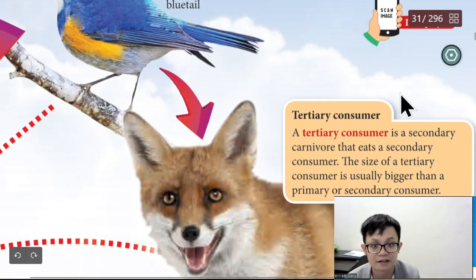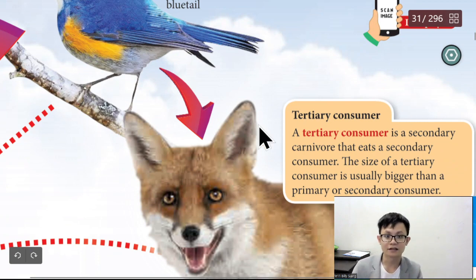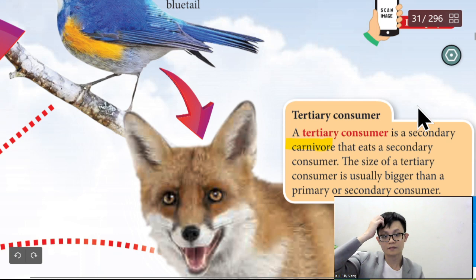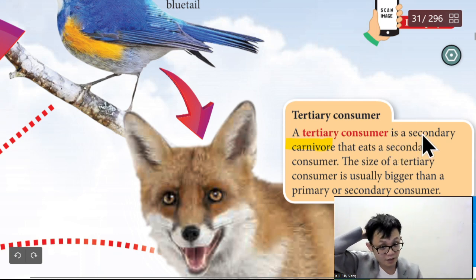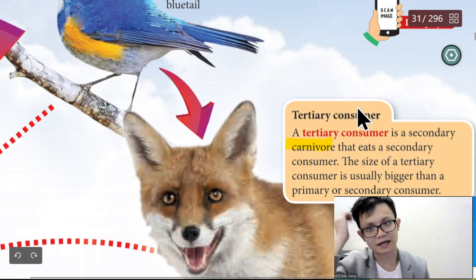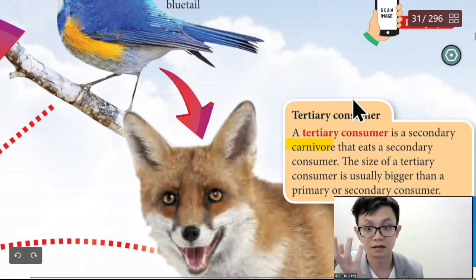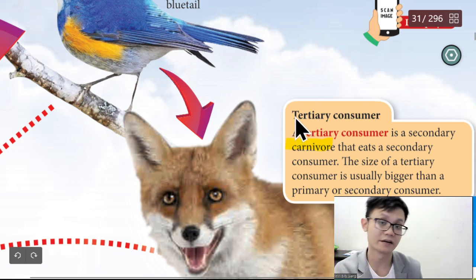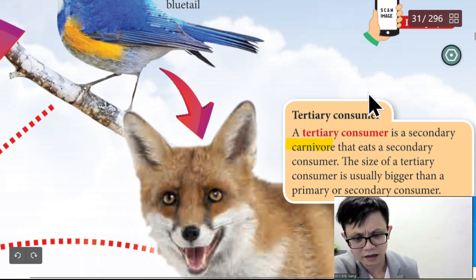Okay, and we have the third-tier consumer. Usually, the third-tier consumer is the carnivore because it eats secondary consumers like the tiger. Tiger cannot eat vegetables. Tiger only needs to eat animals, either primary or secondary consumer.